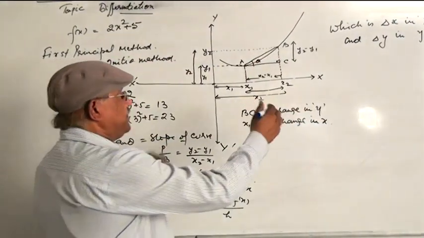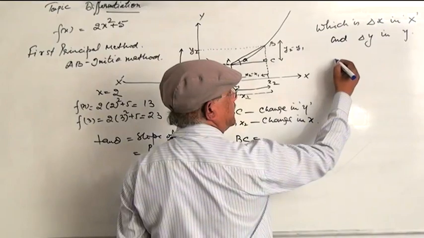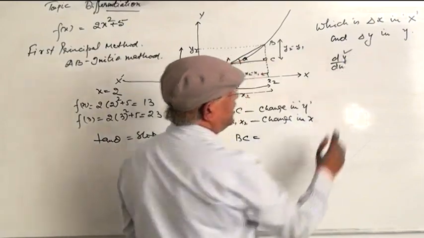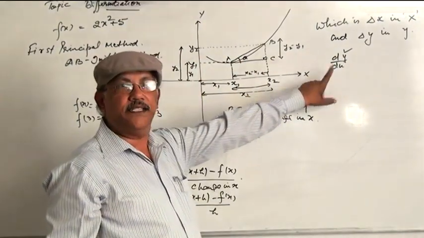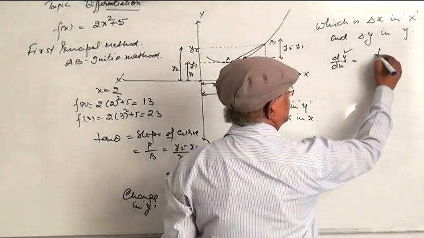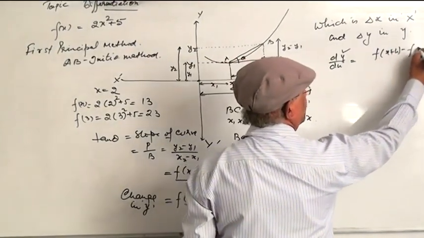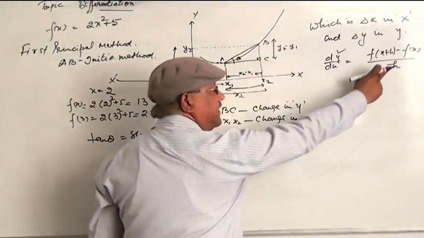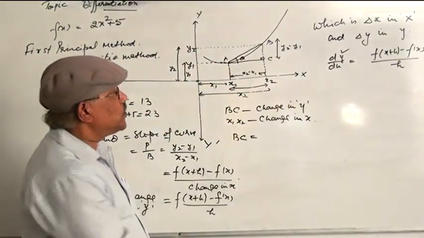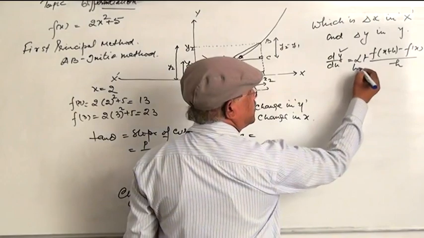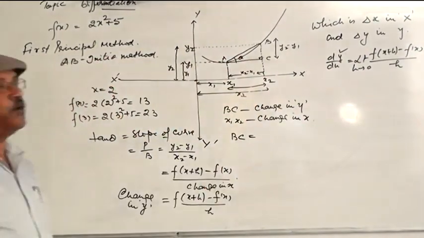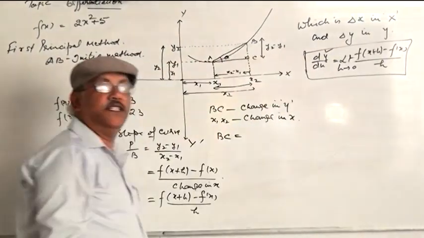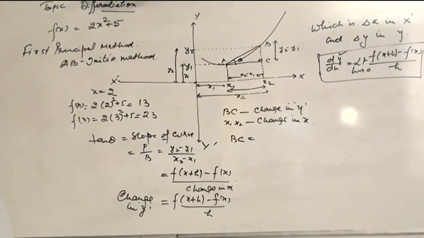So what we will write is dy/dx, where the change in y is dy and the change in x is dx, which is equal to f(x+h) minus f(x) divided by h. But since this h is very very close to 0, we take the limit h tends to 0. h always tends towards 0. So this is the final formula to calculate the differential coefficient or differentiation of any function.